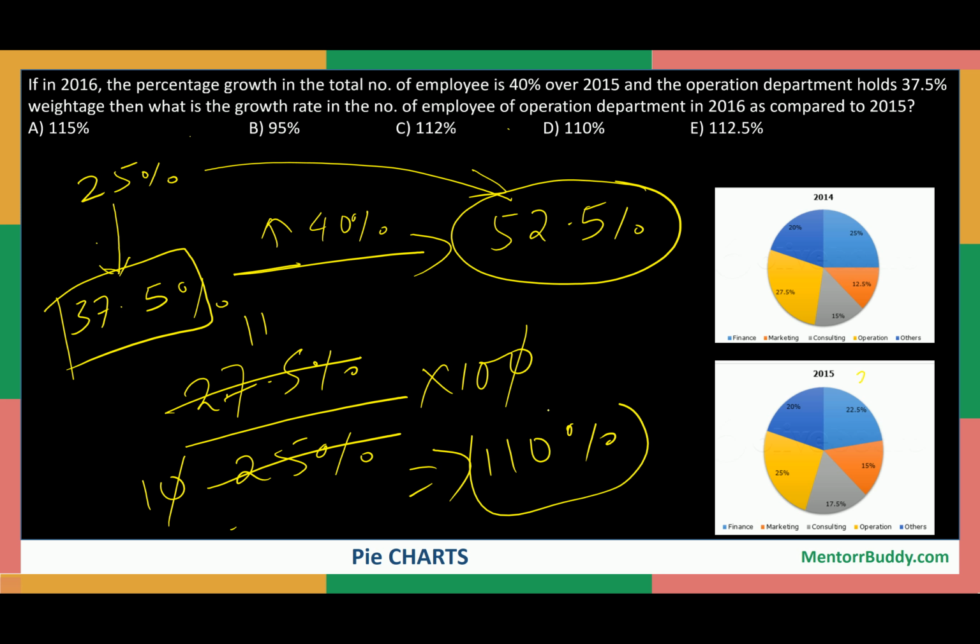See how many steps we have reduced? We have reduced the total calculation with the help of this direct percentage method. So this is called the shortcut percentage method.